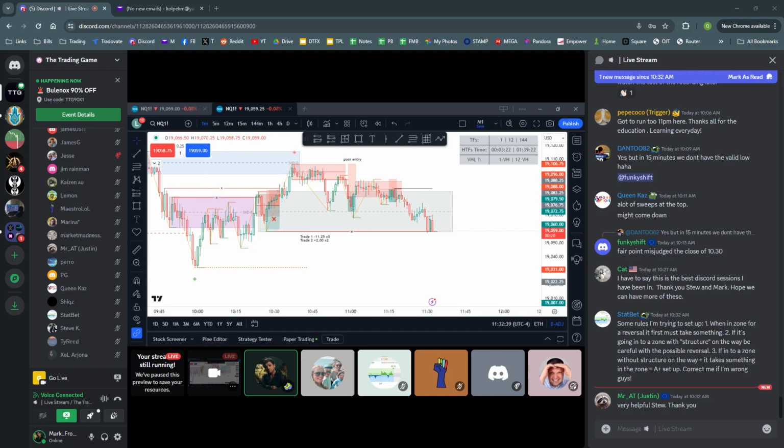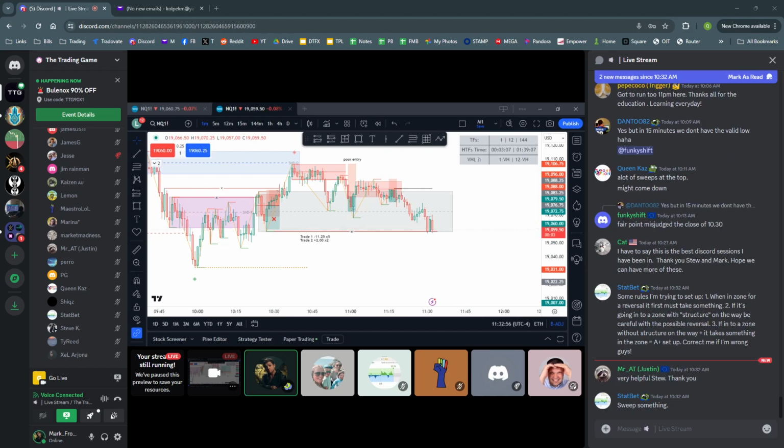So he said some rules I'm trying to set up. When in a zone for a reversal, it must first take something. Yes, taking something in a zone without structure on the way. Take something in the zone. Sounds sound. If you're looking for sweeps, that is good. Just be mindful of managing your risk. That's the key. He had a good point about negating a trade once a new valid high or low is put in, if the previous lower high hadn't been swept. So good info there.